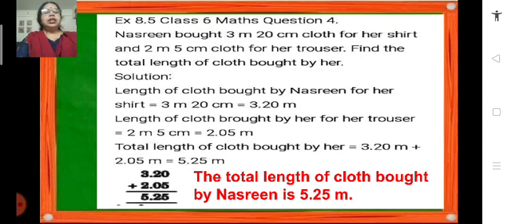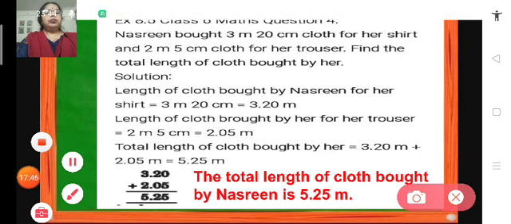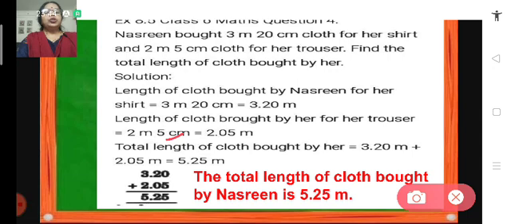Nasreen bought 3 meters 20 centimeters of cloth for her shirt and 2 meters 5 centimeters of cloth for her trouser. Find the total length of cloth bought by her. So how do we write the statements? The length of cloth bought by Nasreen for her shirt is 3 meters 20 centimeters. That means it is 3.20 meters, isn't it? Then the length of cloth bought for her trouser is 2 meters 5 centimeters. So it becomes 2.05 meters.